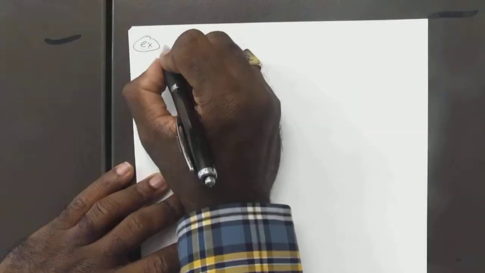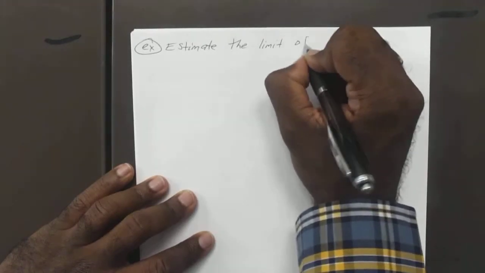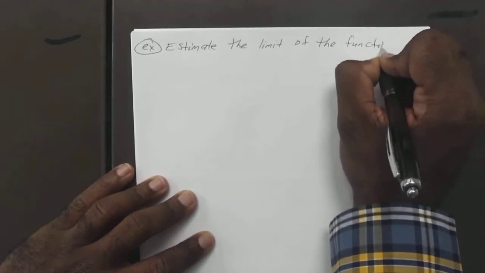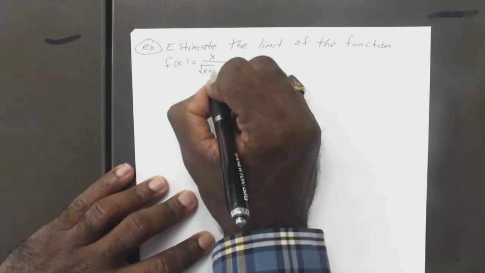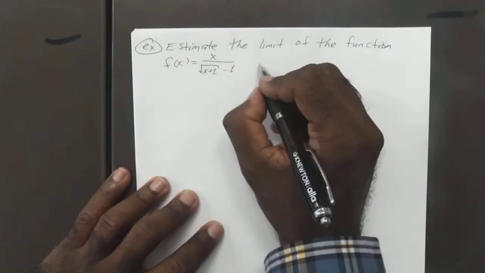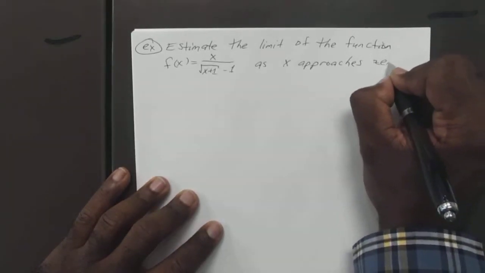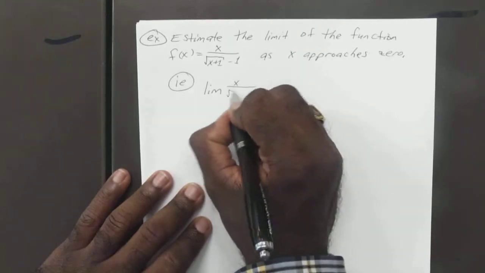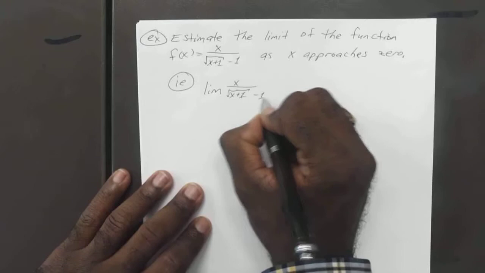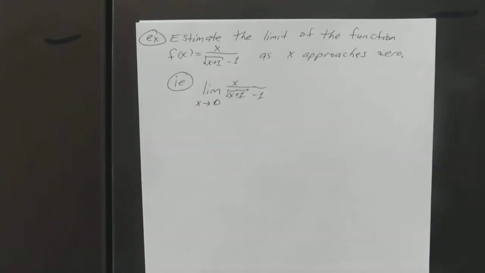So we have to estimate the limit of the function f of x equals x over square root of x plus 1 minus 1 as x approaches 0. Or in other words, the limit of x over square root of x plus 1 minus 1 as x approaches 0. It's a lot easier just to write that instead of that entire blown out sentence.